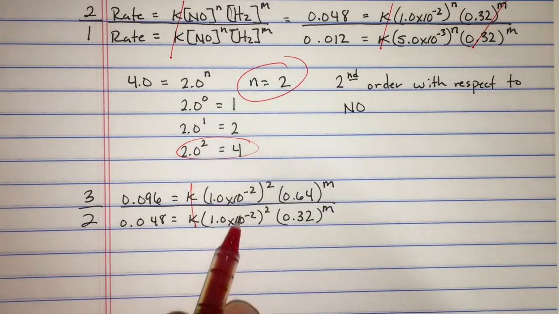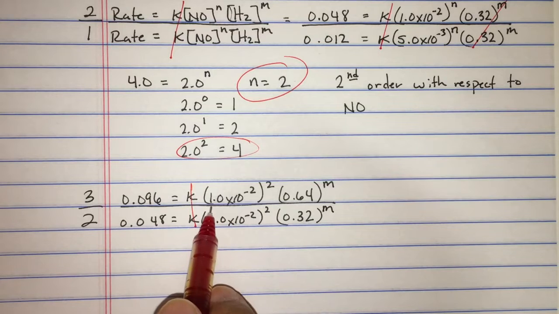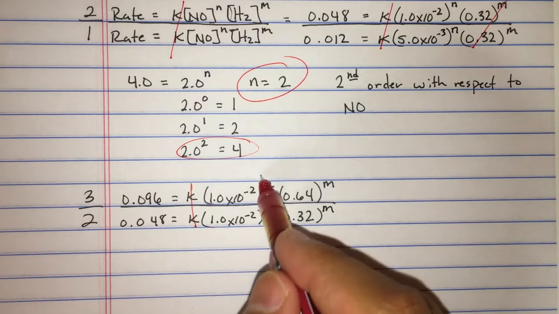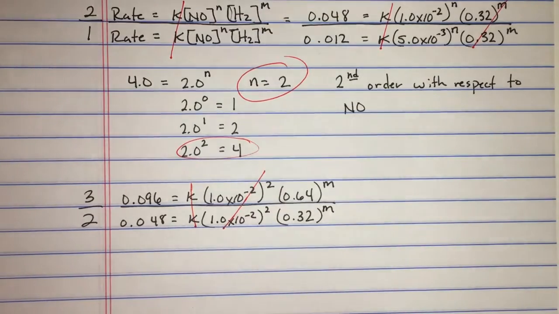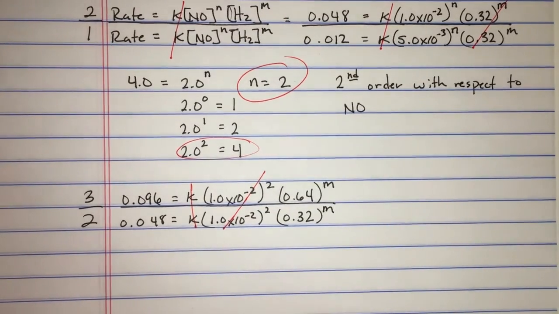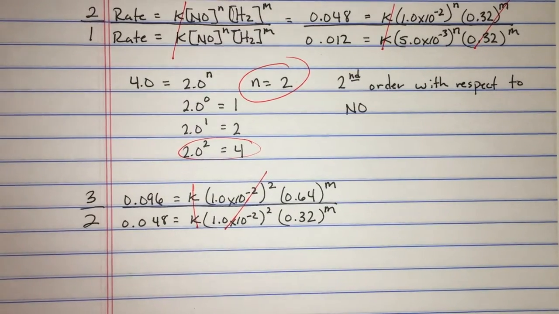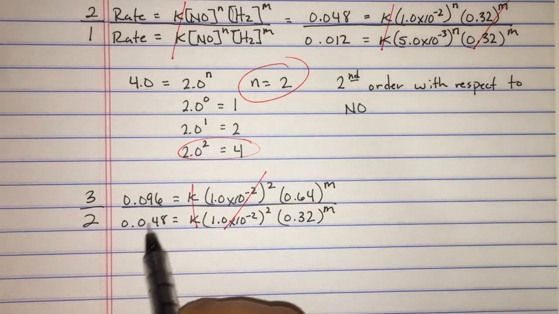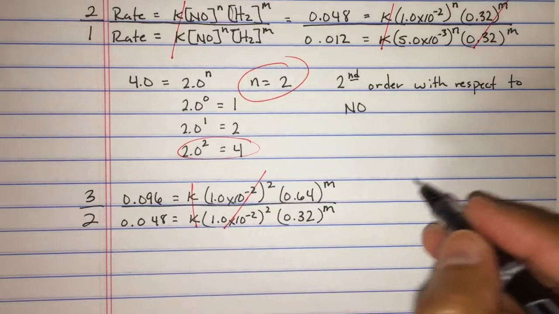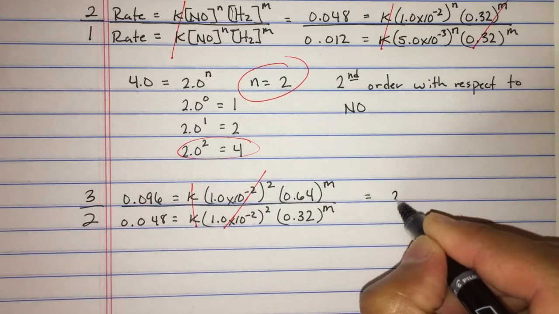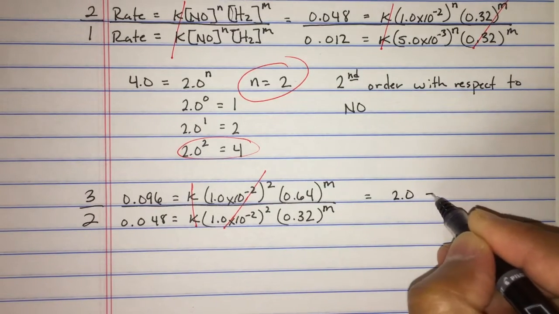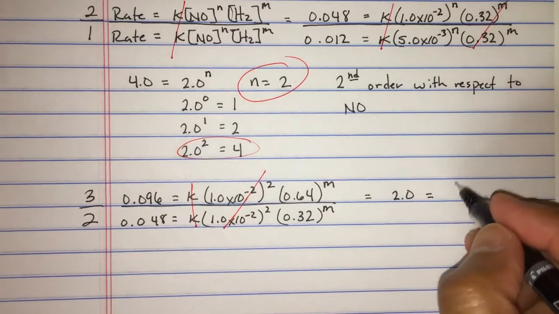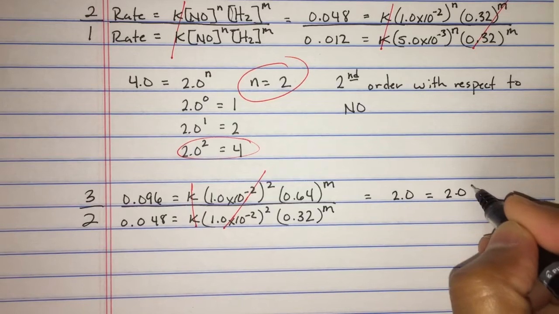And look at my NOs. Same thing. 1.010 to the minus 2 squared divided by 1.010 to the minus 2 squared. That cancels. And so you can see what's left over. What's left over is 0.096 over 0.048. This is a ratio of 2.0. 0.64 divided by 0.32, that's a ratio of 2.0 raised to the m.